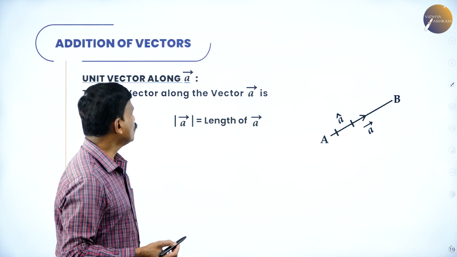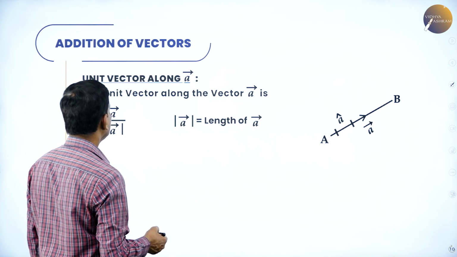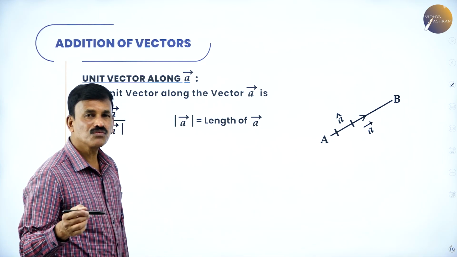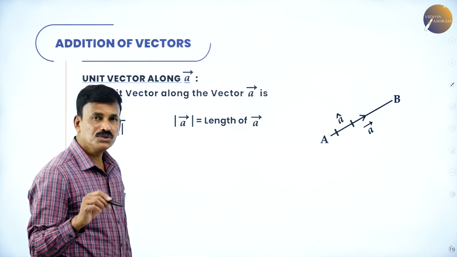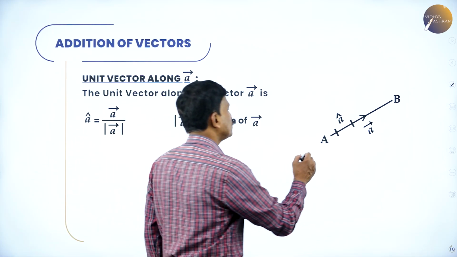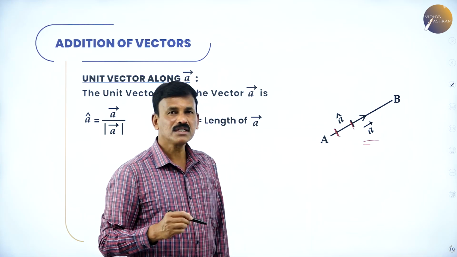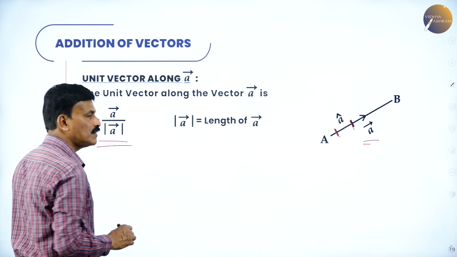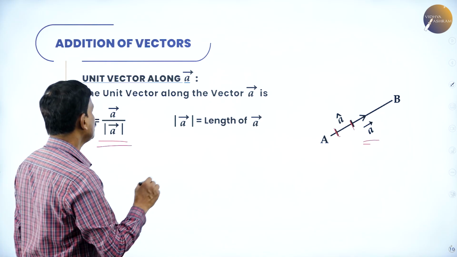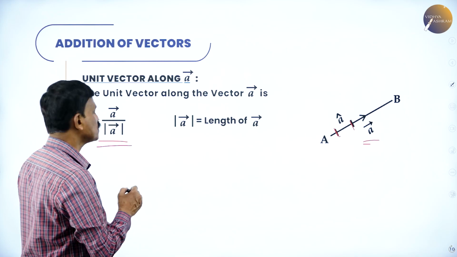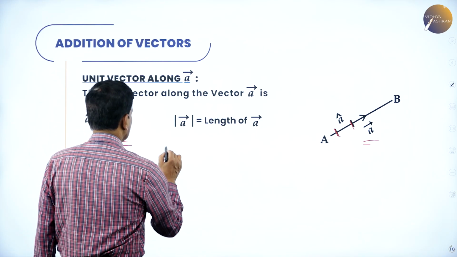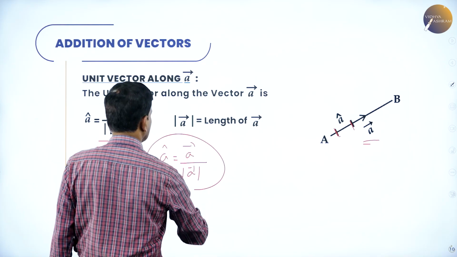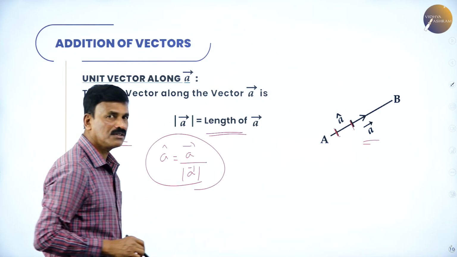Important. Now, move on to the next one, unit vector along A. Unit vector means a vector whose magnitude is 1. So, unit vector along the vector A. Suppose this is the vector A, and the unit vector A cap is given by vector A divided by its own length. So, unit vector along vector A is A cap equals vector A divided by the length of the given vector. This is called the length of the given vector.